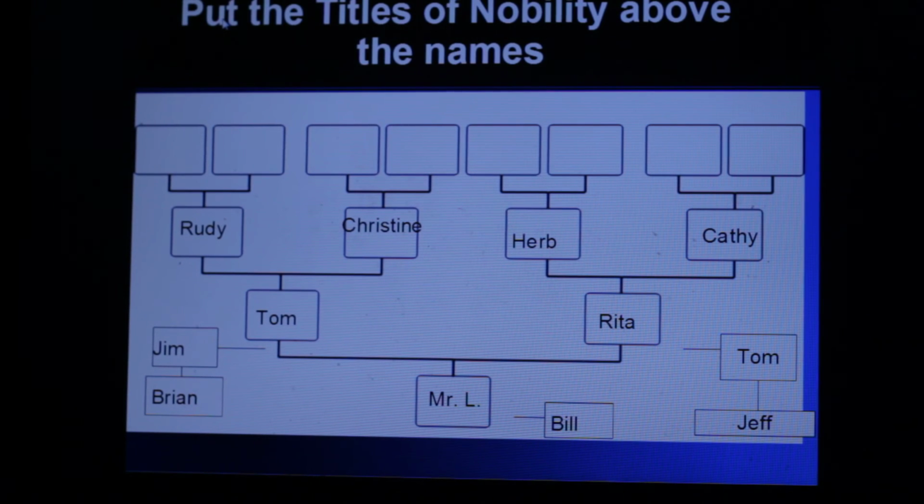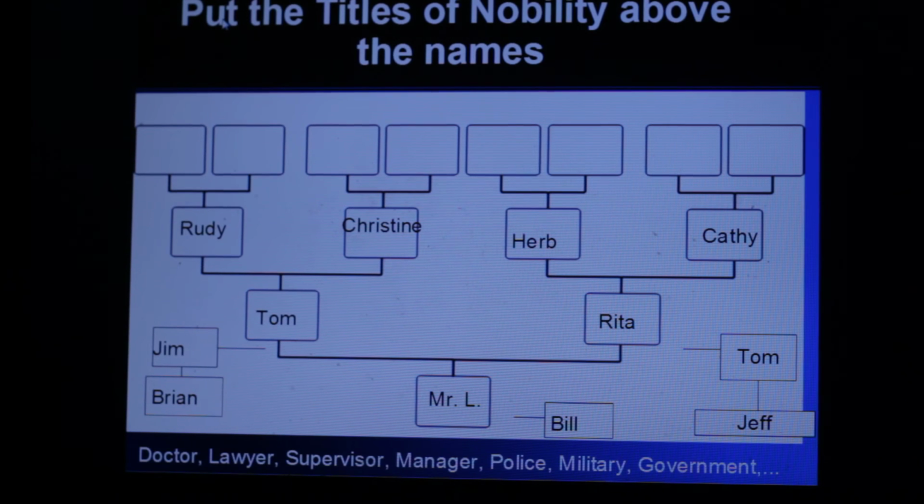Put the titles of nobility above the names. Now you're going to find out what titles of nobility do your family have, just like the Romans. Do you have any doctors or nurses, lawyers, supervisors, managers, policemen or women, military, government, judges, anything else like that, owners of a business? Put down their title. For example, my uncle Jim was an attorney. He's a lawyer. My dad was a sergeant in the military during the Korean War. So that's kind of what you have, 2 of them there, you see?